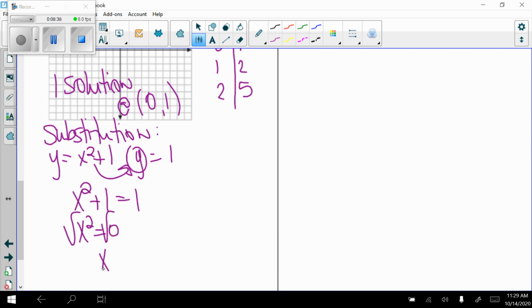Take the square root. There's no such thing as positive and negative 0, so I just get x equals 0. So right there I see there's one solution because I only got one x value. Okay. When x is 0, y, my equation, just y equals 1. Y is 1. So you can see I get the same answer either way, whether I graph it or do substitution. So you get to pick on the test which way you would like to solve it.